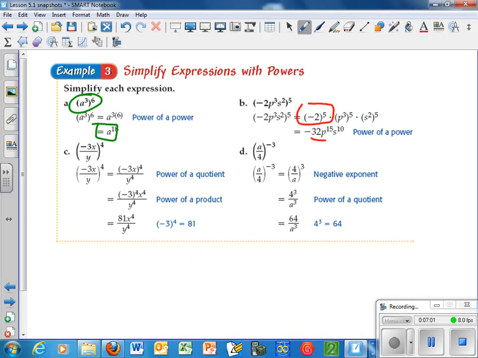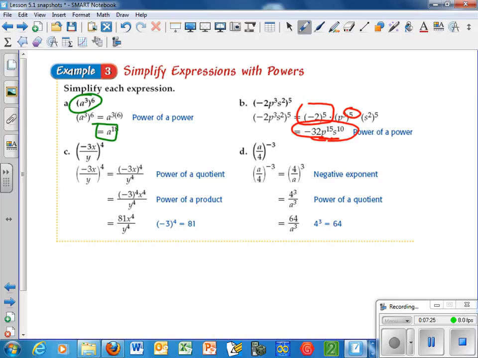And then you take p to the third, which is your first variable inside there, outside power of 5, multiply exponents right here. That's why you get p to the 15th for the second part of the answer. And then same thing with s squared to an outside power of 5, multiply exponents, so it's s to the 10th. So your answer here would be negative 32, p to the 15th, s to the 10th. Again, you must take the coefficient to the outside power.